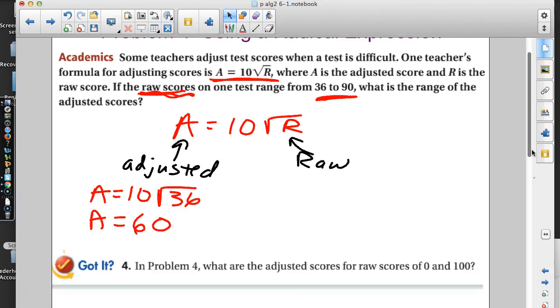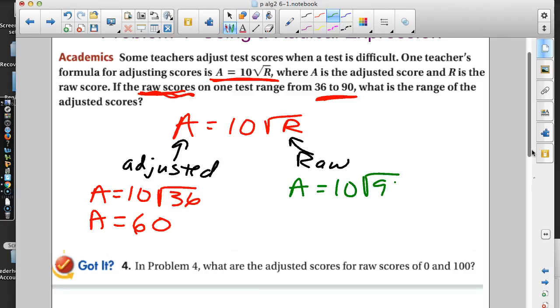And then the highest score was a 90. So you put a 90 into that raw score. But the square root of 90 is not something nice. So we'll let the calculator tell us what 10 times the square root of 90 is. So the highest score would be about a 95.